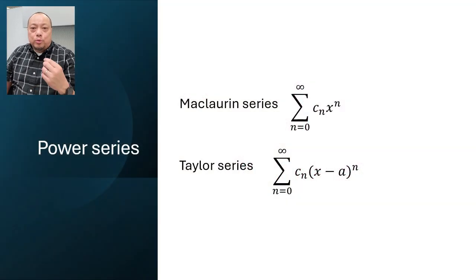Well, both questions involve power series. And the power series could be centered at 0, in which case we call it a Maclaurin series, or it could be centered around some other number a, which is the general form of the Taylor series. In this video, I'll just talk about centered around 0 to make it simple.